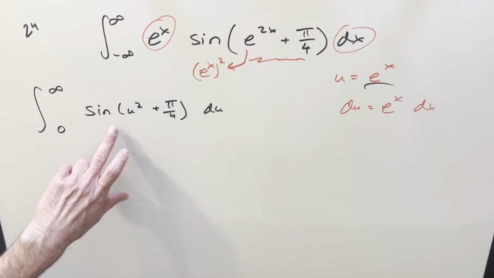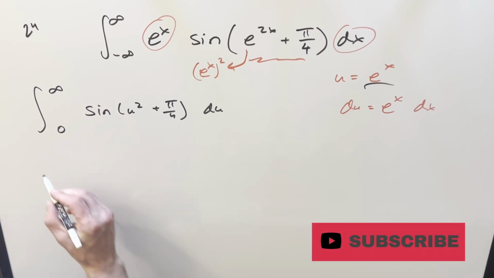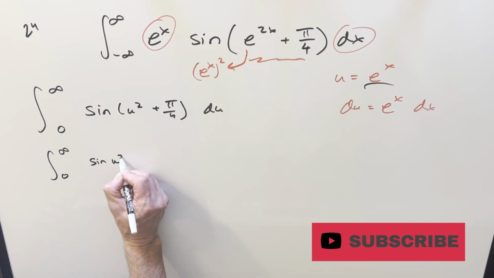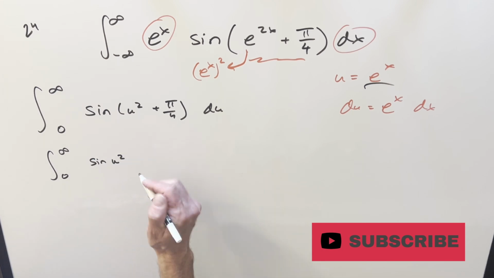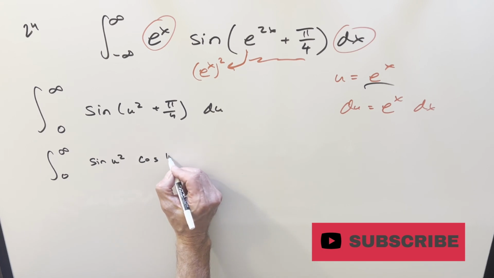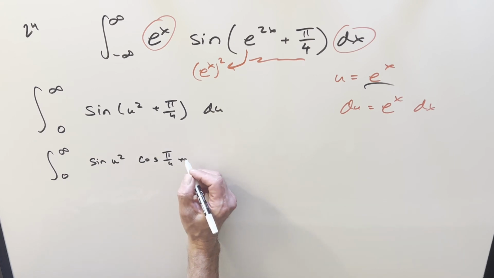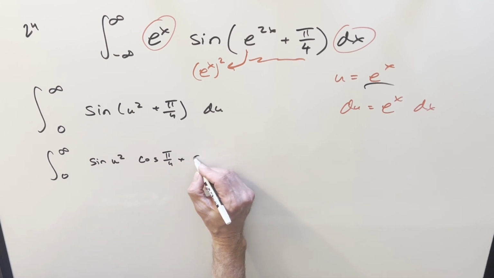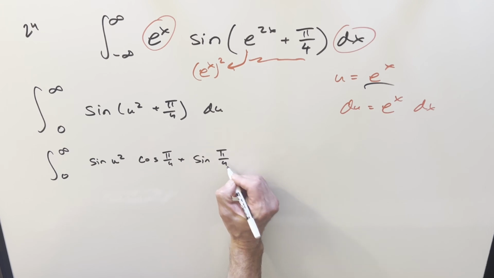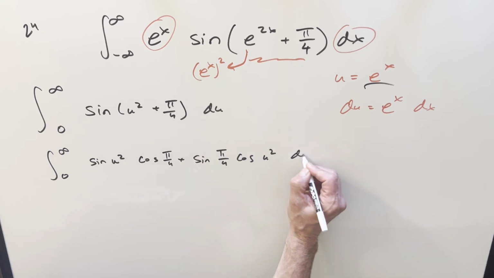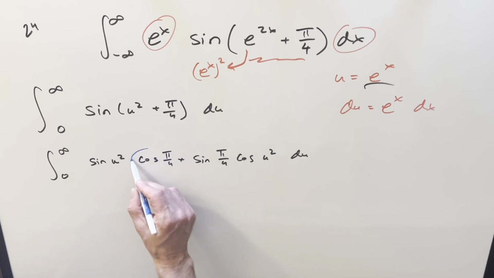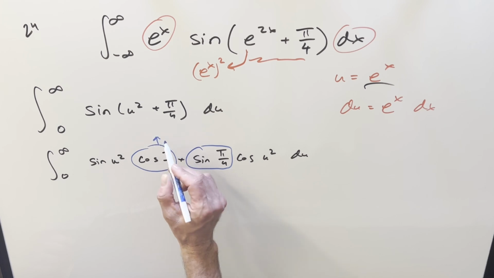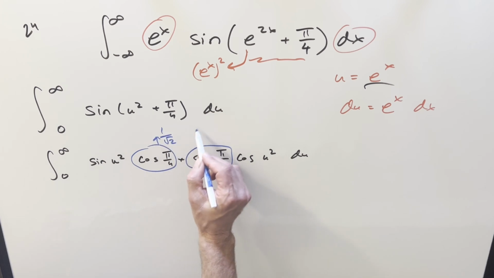And then here, we can use the angle sum formula for sine. Using that, we get sine of u squared times cosine of the second part, cosine of pi/4, plus, for the second part, we reverse the angle: sine of pi/4 times cosine of u squared, du. But now cosine of pi/4 and sine of pi/4 are the same value. Both are going to be 1 over square root of 2.